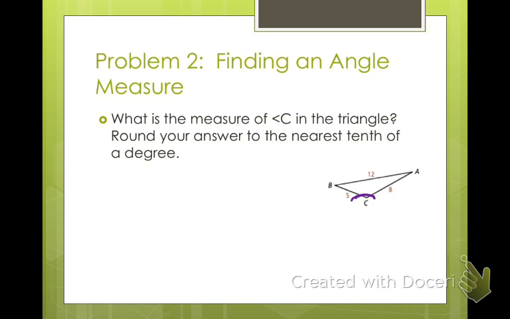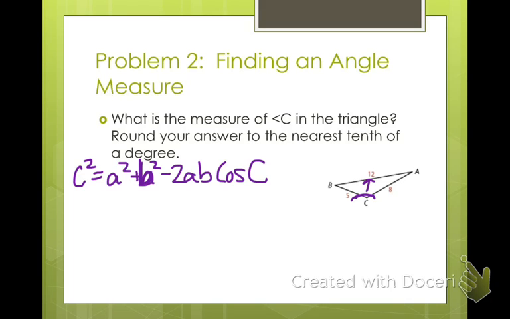So that means the side that we're going to set equal is side C. So C squared equals A squared plus B squared, minus 2AB cosine of angle C. So we always go from the side that we're looking for, or the opposite angle.